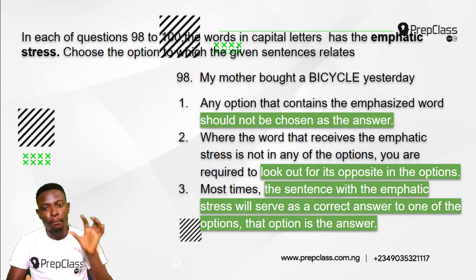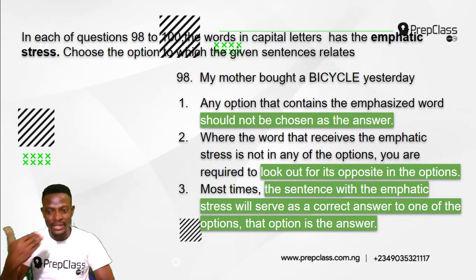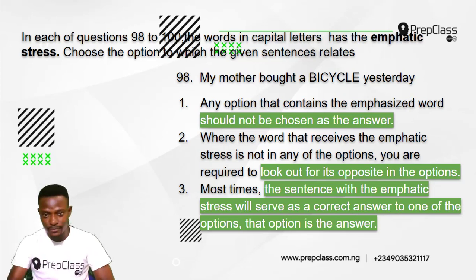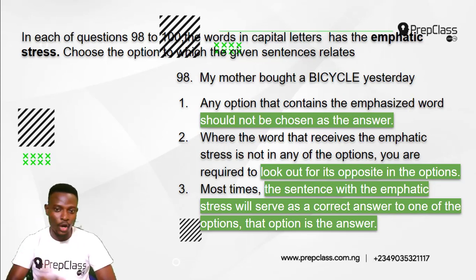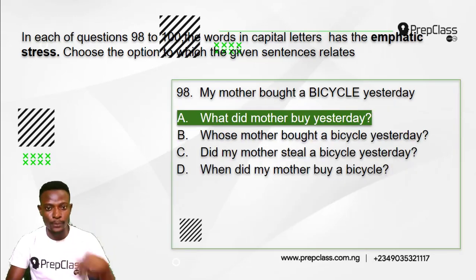Rule number 3. Most times, the sentence with the emphatic stress will serve as the correct answer to one of the options. That option is the answer. So going by these rules, the answer to this question is option A. What did my mother buy yesterday?